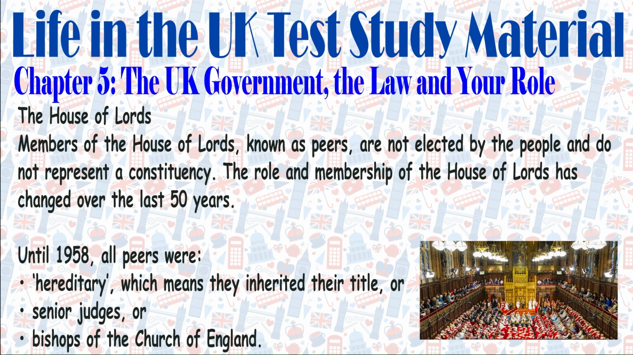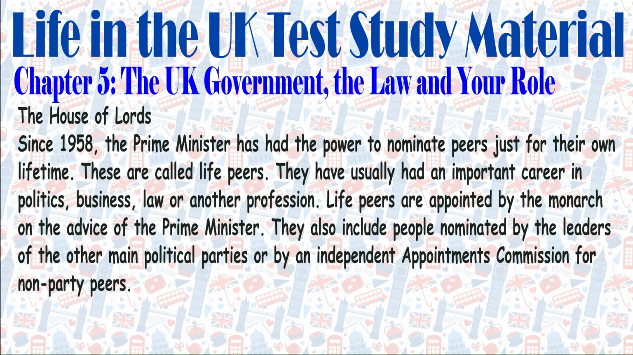The House of Lords. Members of the House of Lords, known as peers, are not elected by the people and do not represent a constituency. The role and membership of the House of Lords has changed over the last 50 years. Until 1958, all peers were hereditary, which means they inherited their title, or senior judges, or bishops of the Church of England. Since 1958, the Prime Minister has had the power to nominate peers just for their own lifetime. These are called life peers.